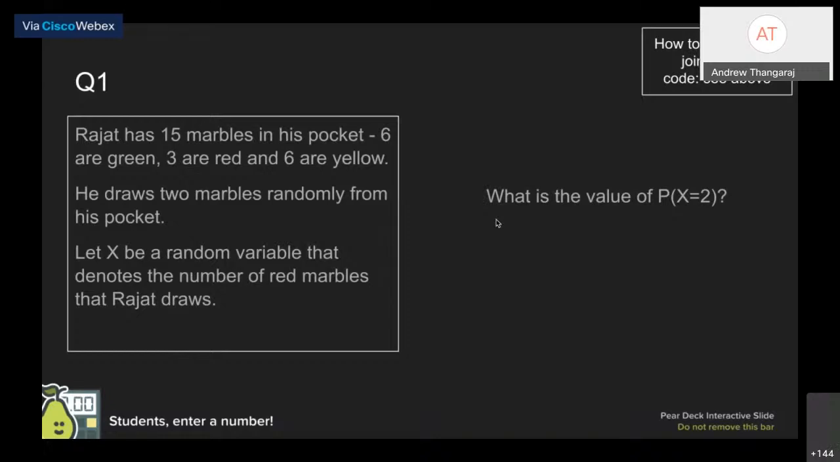The question now asks for the probability that this random variable X takes the value 2. So that's the question: probability of X equals 2. You have to enter a number, and I believe you can only enter an alphanumeric answer on joinpd.com. Go ahead and do that.